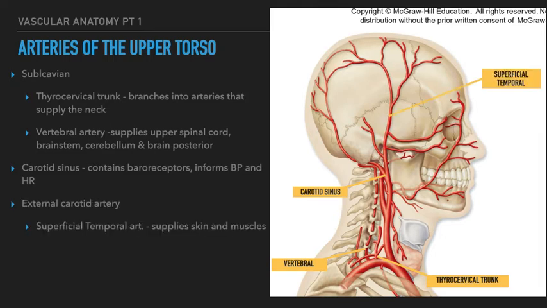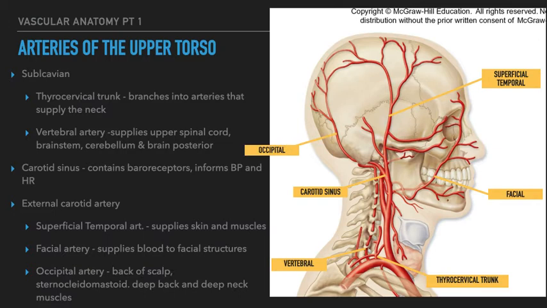The superficial temporal artery is a terminal branch from the external carotid artery. It's a major artery of the head and supplies blood to the skin and muscles on either side of the face and scalp. The facial artery is a branch of the external carotid artery, and it supplies structures to the face. That's shown here. Finally, the occipital artery arises from the external carotid artery opposite the facial artery. It's going to supply blood to the back of the scalp as well as the sternocleidomastoid muscles and deep muscles in the back and neck.